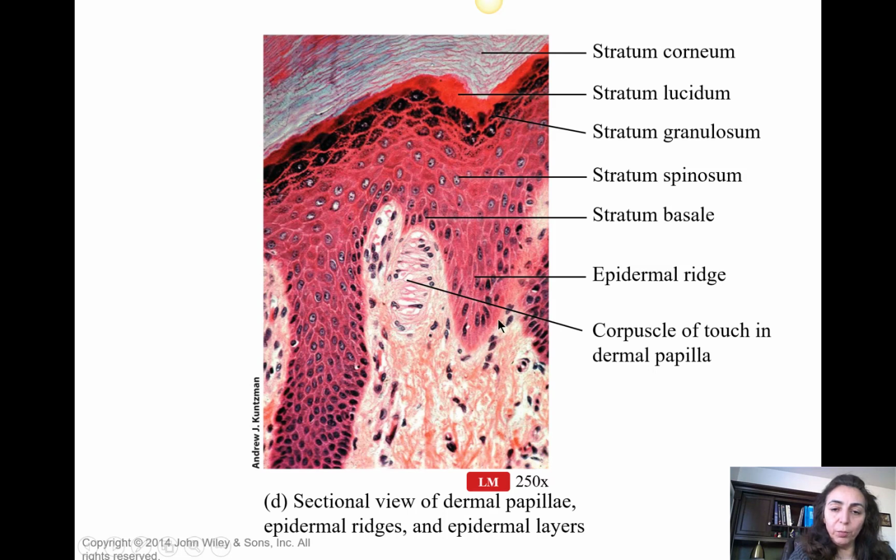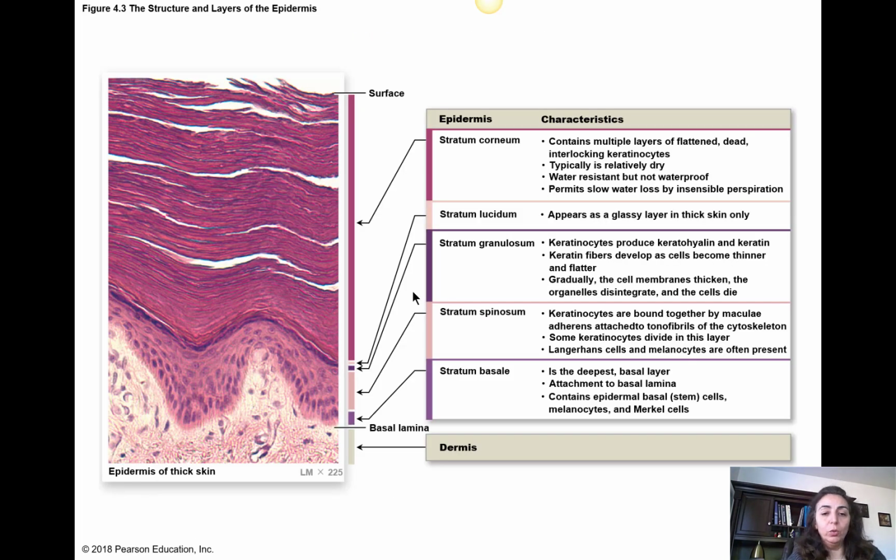So this is the border of the epidermis and dermis, and as you see, they make some bridges. The epidermis makes bridges deep into the dermis, comes up, makes another ridge, goes down and goes up. So that's the way the epidermis goes and locks into the dermis to make more connection, more surface for the attachment. And here you see the corpuscle of touch in the papilla of the dermis.